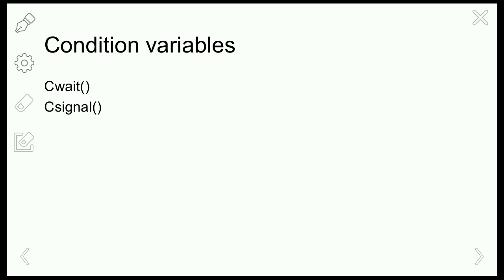And in the case of the semaphores, we are not using condition variables, we are using only down and up operations. But in the case of the monitors, we are using the C wait and the C signal operations. And semaphores are machine dependent because they are implemented in the kernel services.